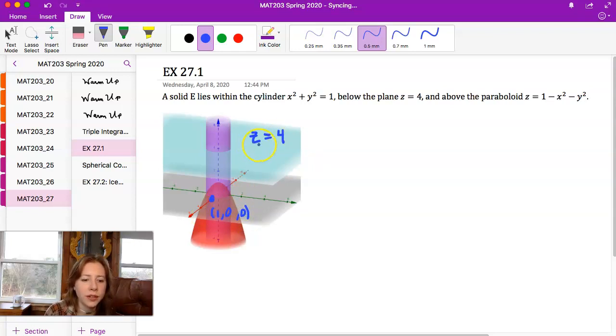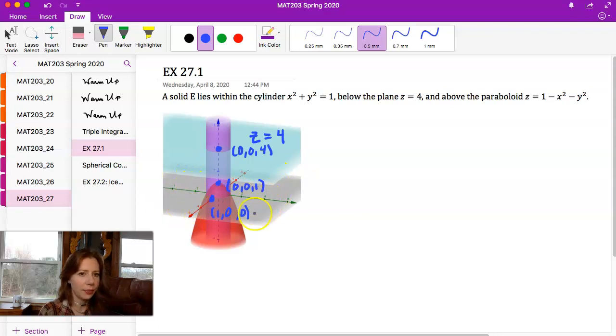And so the point up here is z equals 4, and so that's going to be (0, 0, 4). Then I have one more point I want to show you, and that is the very top of this paraboloid. That very top of the paraboloid is going to be the point (0, 0, z = 1). And the gray is just the xy plane. That's all that gray is right there.